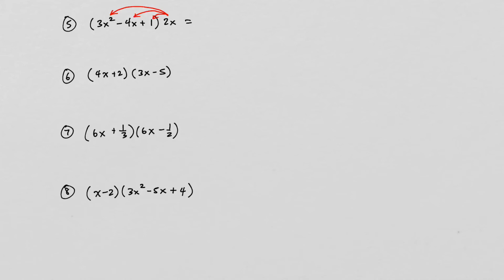So if we do that, we have 2x multiplied by 3x squared minus 2x multiplied by 4x, and then plus 2x multiplied by 1. So I'm just multiplying each one of these by 2x. And if we do that multiplication, we end up with 6x to the third power minus 8x to the second power plus 2x.